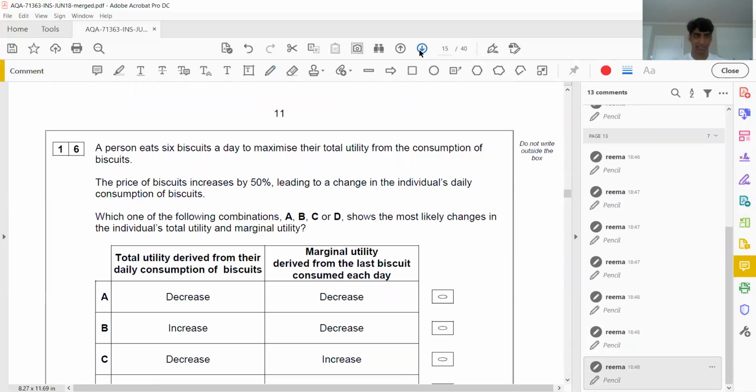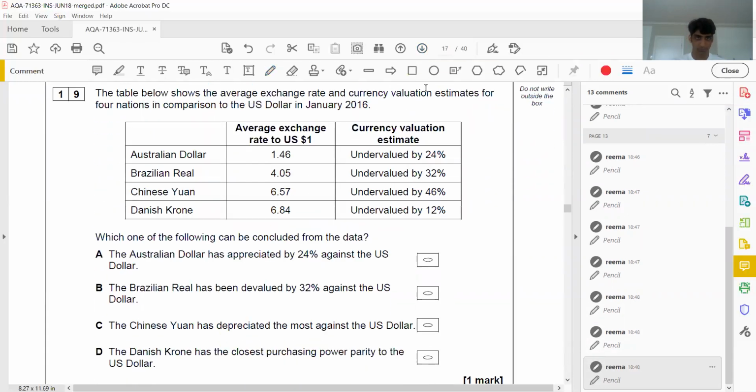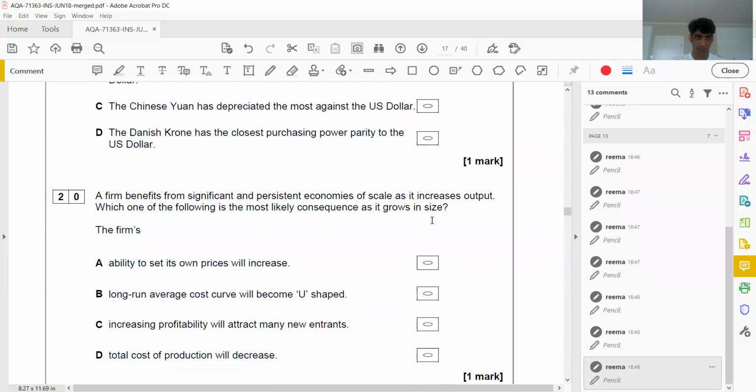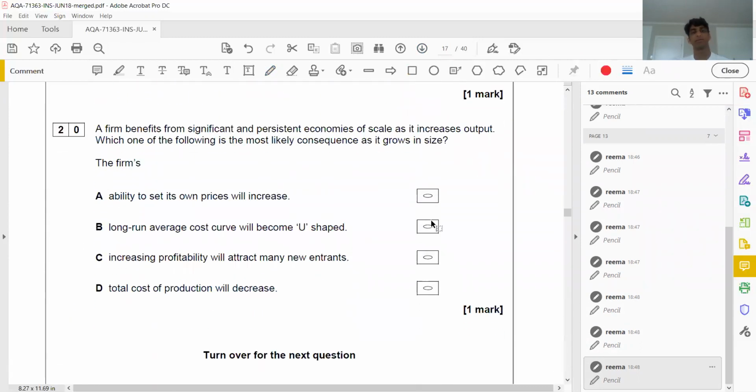Let's move on to the next question. Number 20. A firm benefits from significant and persistent economies of scale as it increases in output. Which one of the following is the most likely consequence as it grows in size?